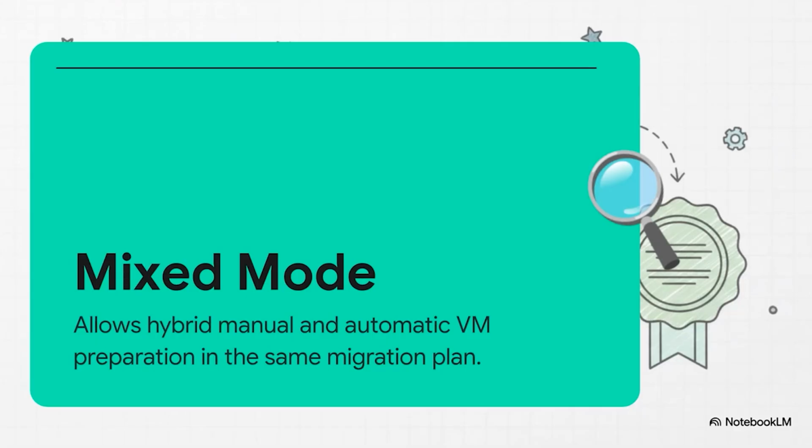Okay, let's add another layer of flexibility here, mixed mode. This is a highly testable concept because it solves those messy, real-world hybrid environments. Picture this. You have a migration plan with 50 VMs. 40 are standard web servers where automatic preparation works flawlessly, but 10 of them are ultra-secure database servers where you absolutely cannot hand over admin credentials to the Move appliance. Mixed mode is the lifesaver that lets you manually prepare that strict set of VMs while automatically preparing the rest, all within the exact same unified migration plan.